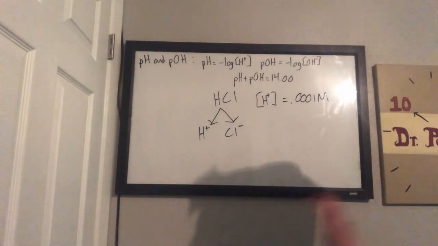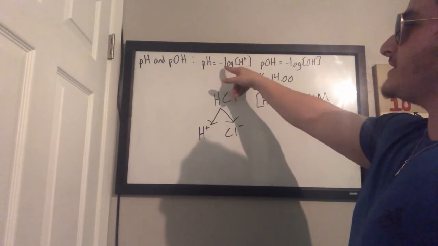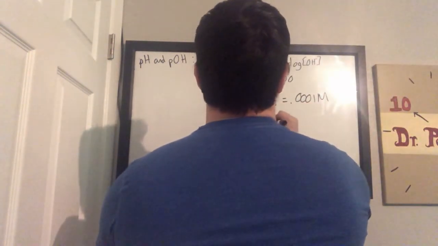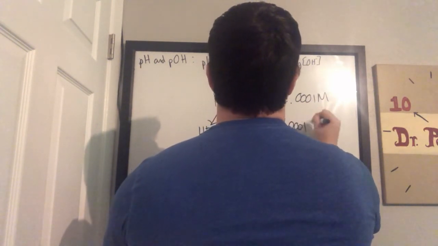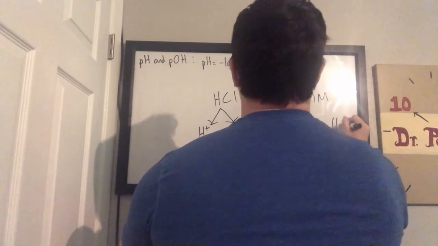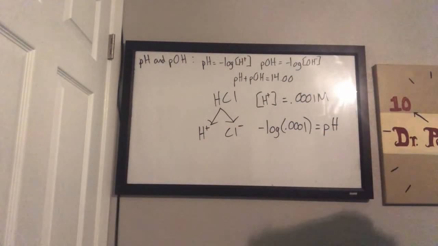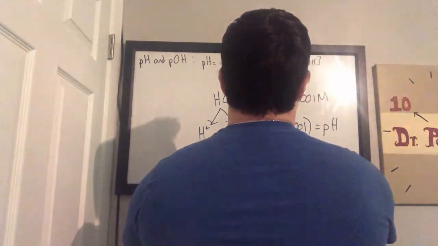And so then, it's as simple as just looking at our formula. To calculate the pH, it's equal to the negative log of H+. And so all I've got to do is take the negative log of 0.0001, and that is going to give me my pH. Something we're going to note here is that pH is a little odd with its sig figs. So when we plug this in, we're just going to get 4 in our calculator.